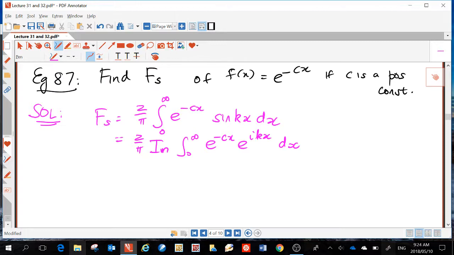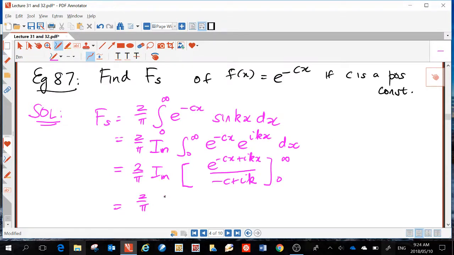But now we can use some more sophisticated tools like the principal value theorem. This is 2 over pi, imaginary part of, integrate this, it will be e to the minus cx plus i kx over minus c plus i k, from 0 to infinity. And then once again, as I argued before, e to the minus cx going to infinity is like 1 over infinity, which is 0, irrespective of the other thing here.